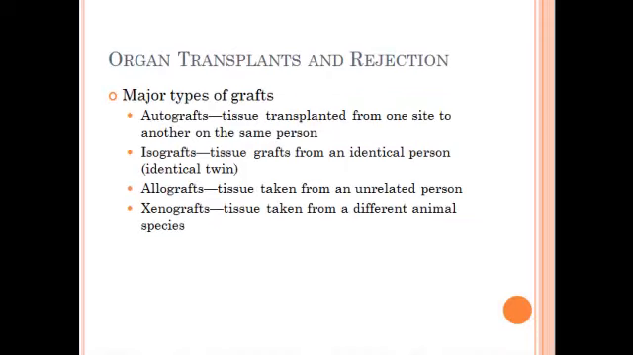So in the last part of this section of the lecture, let's talk a little bit about what can go wrong with an immune system, and then also dealing with the transfer of grafts and organ transplants and things like that.